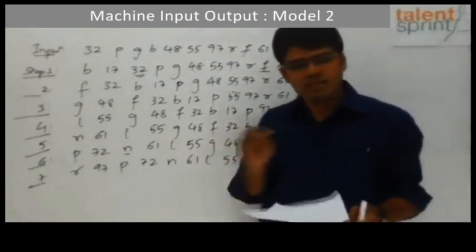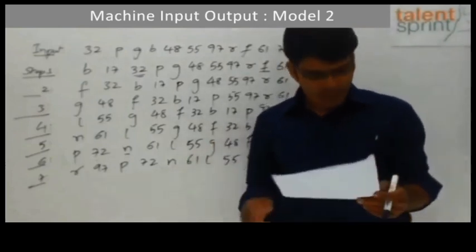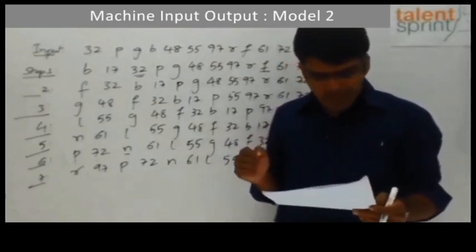This is the only task. Once you are done this, you get clear 5 marks, right? Next question. Which of the following is step 3 of the given input?